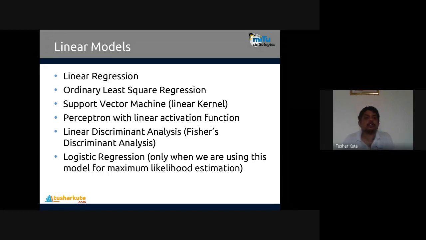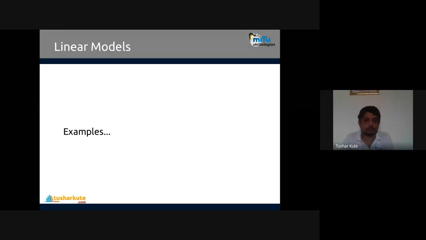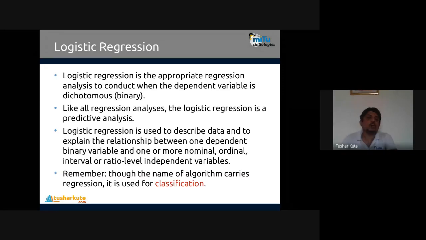Linear regression, bivariate regression we have already seen, so the same concept applies here. I will not repeat it. We'll go for logistic regression and ordinary least square regression, and how they are actually performed. Now let's see the examples. First, logistic regression. Only logistic regression we are going to see here.